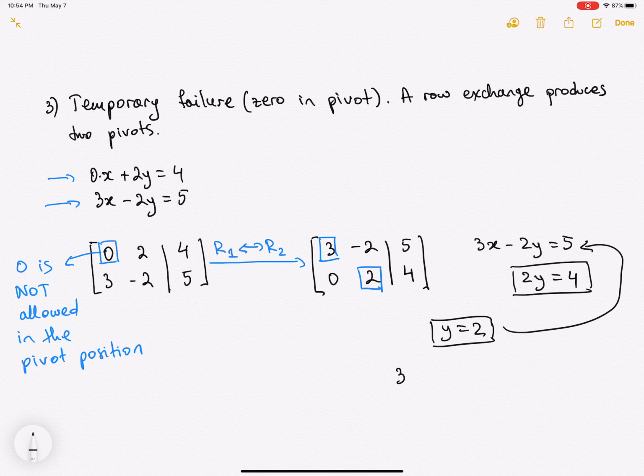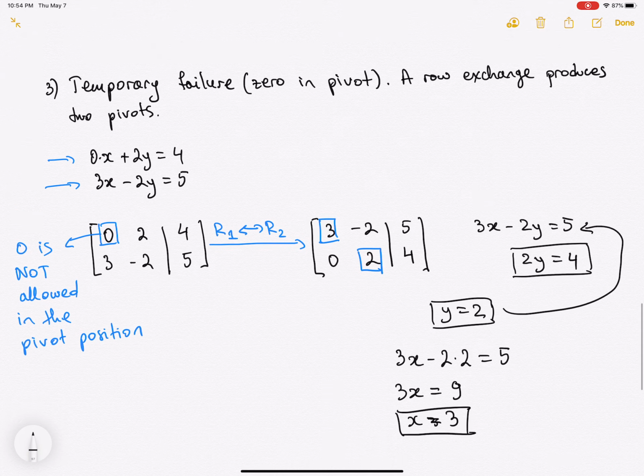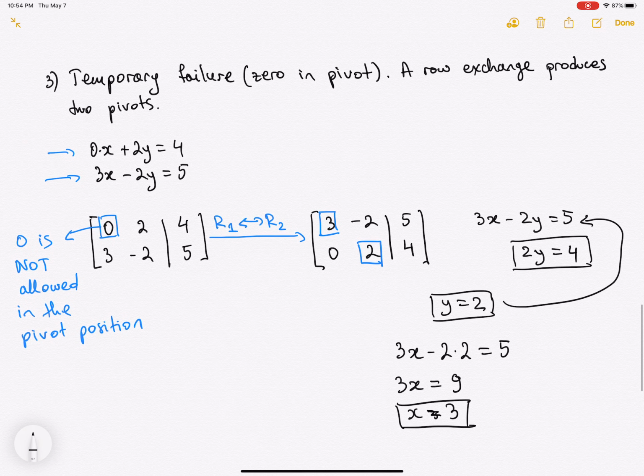Now use this y equals 2 and replace in the first equation. And there we will get 3x minus 2 times 2 equals 5. So that tells us that 3x must equal 9. And from here, x equals 3. And we have solved the system. All right, more in the next video.